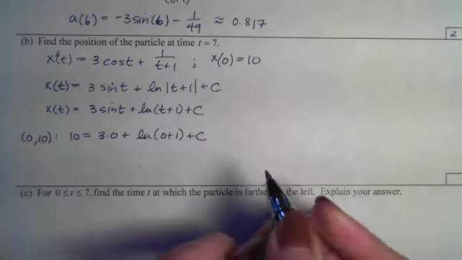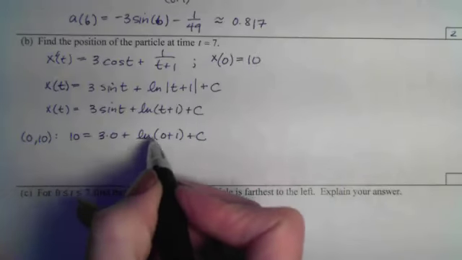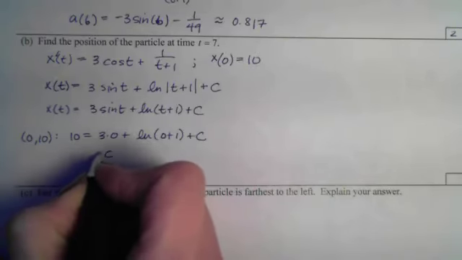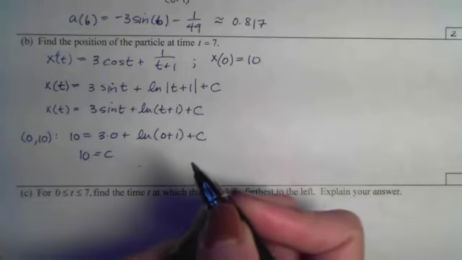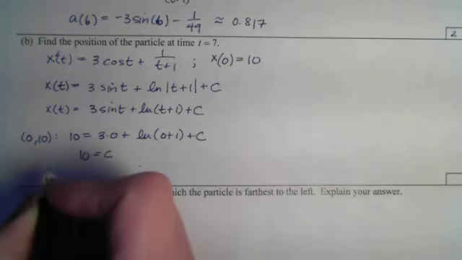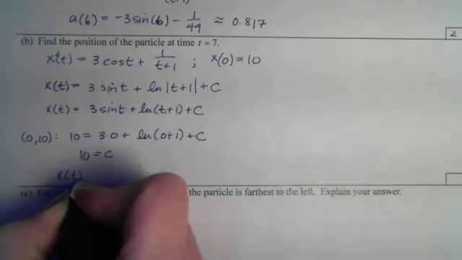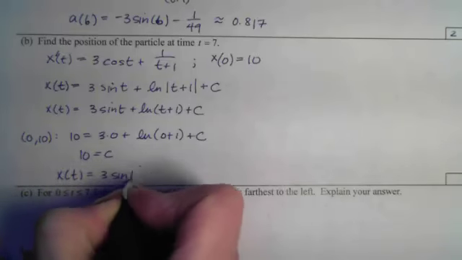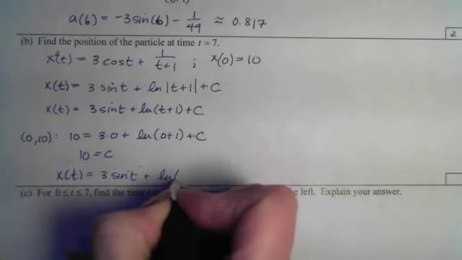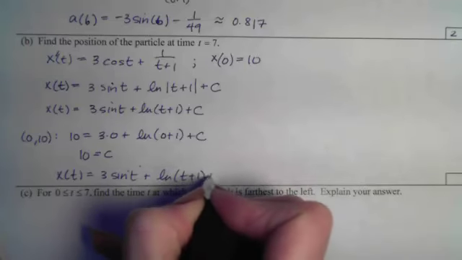And we need to solve for c. Well, this is 0, log natural of 1 is 0, so we end up with a c that equals 10. Because c now equals 10, we know that x of t will be 3 sine of t plus the log natural of t plus 1 plus 10.